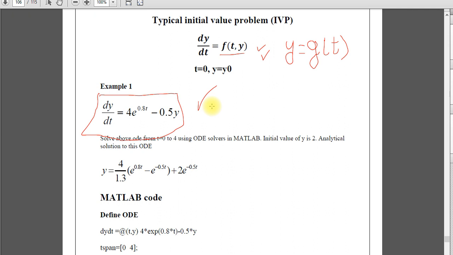dy dt equals this, then we'll solve it using the MATLAB solver. The analytical solution, dy dt equals plus 0.5y, will be equal to this. So this is a linear differential equation, and applying the integrating factor, you can get the exact solution. That's called the analytical solution of this function, which is this. So you can see y as a function of t. That's the exact equation.